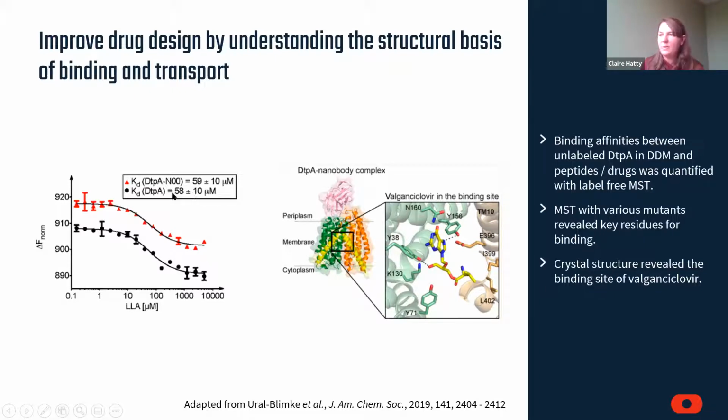We can see it's binding to one of the tripeptides, and we have a similar binding affinity regardless of whether the nanobody is there or not. So that's just one example of a binding curve with one of the potential ligands. And then finally, they confirmed with crystallography how the various mutants responded and basically revealed the binding site of one of the prodrugs on the DtpA.